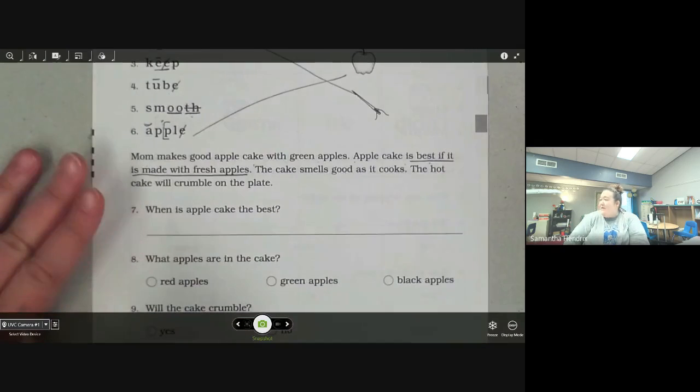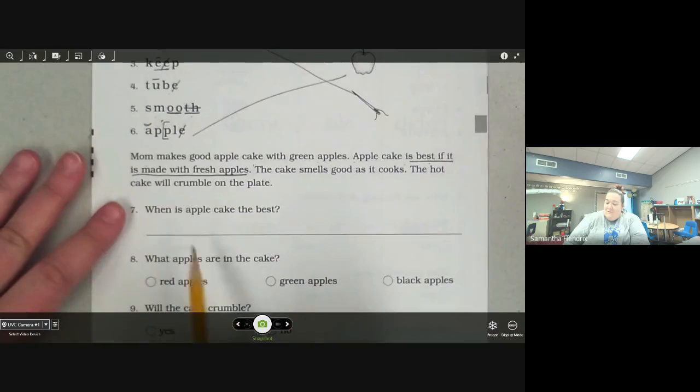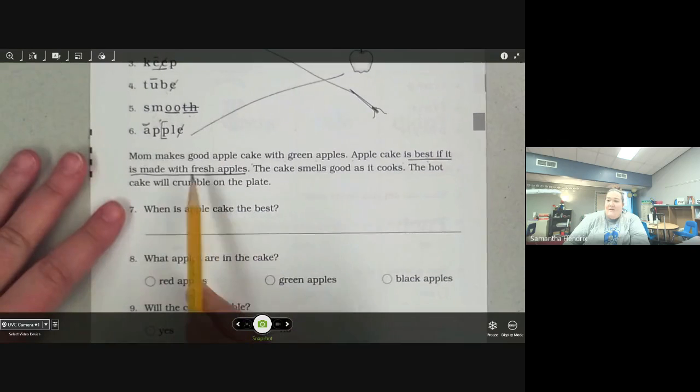Patty, you need to get ready. Okay, time to go. When is apple cake the best? When it is made with fresh apples.